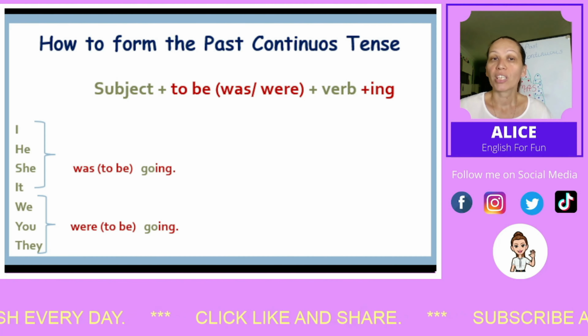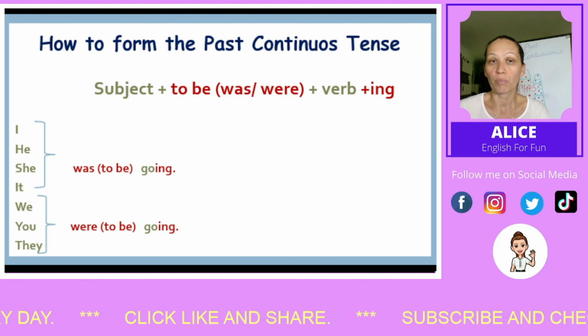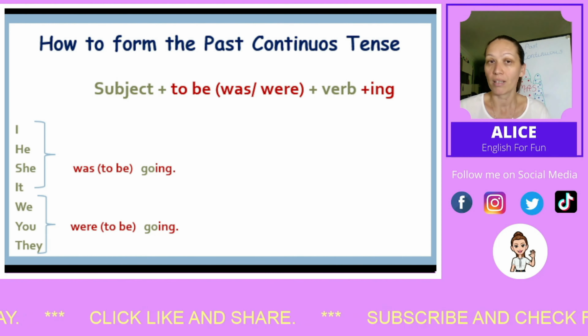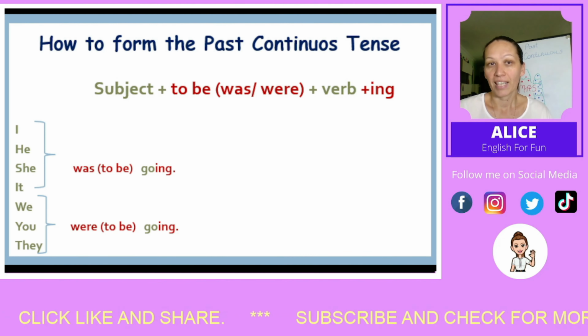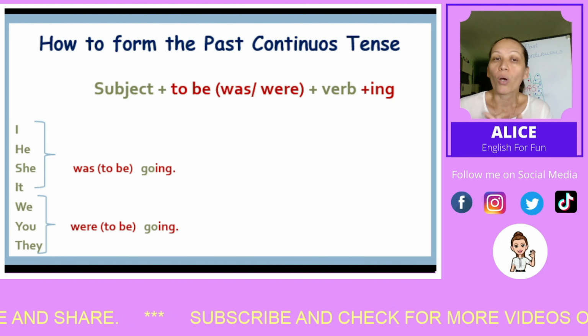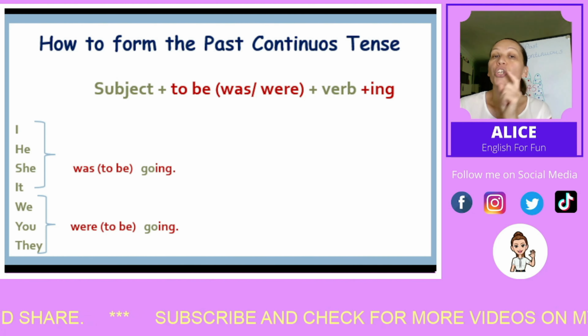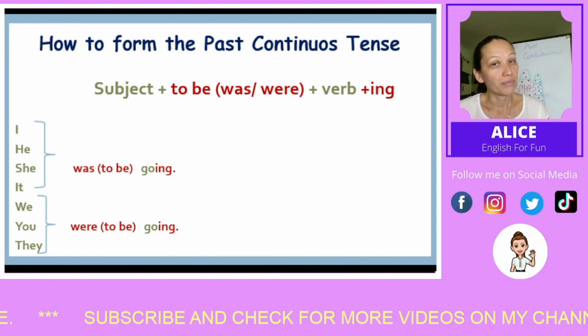When we use subjects in plural like we, you, and they, we should use were, which is the plural form of the verb to be in the past, plus verb with ing ending. Repeat after me. We were going, you were going, and they were going.